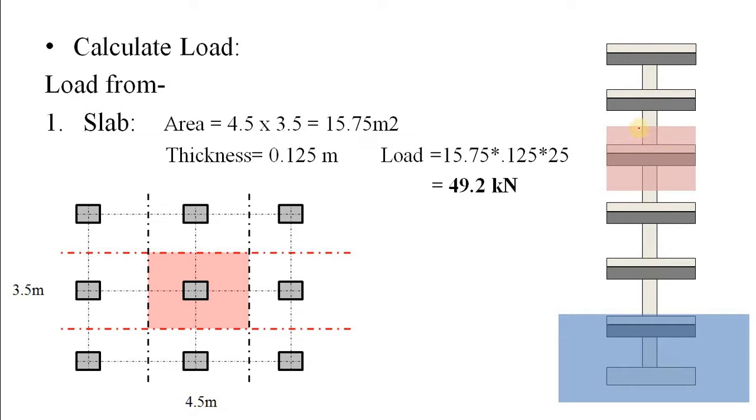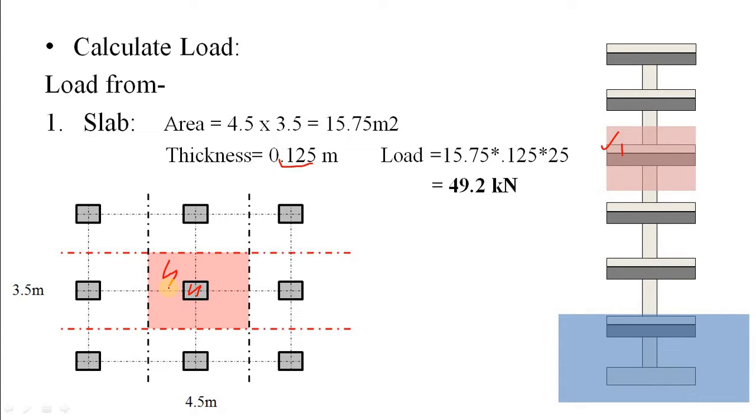Okay, so let's start with load in slab. In this point, this is the elevation and this is the slab. So what is the thickness of this slab? So just assume you will provide the thickness of slab as 125 mm or 0.125 meter. And what is the area of this slab? Again, go to the tributary area. For this column, you have to consider this shaded region.